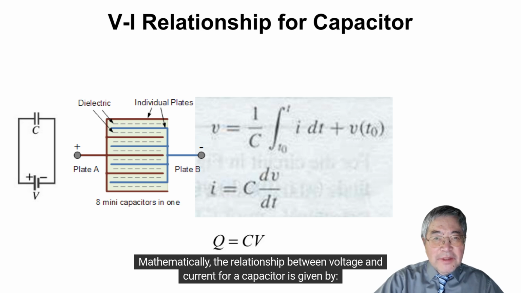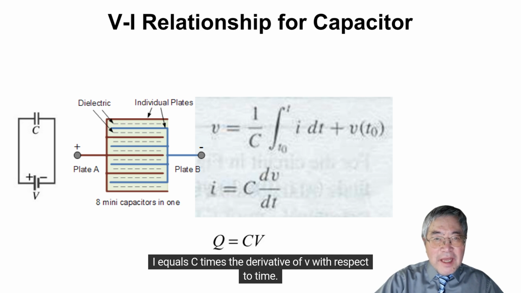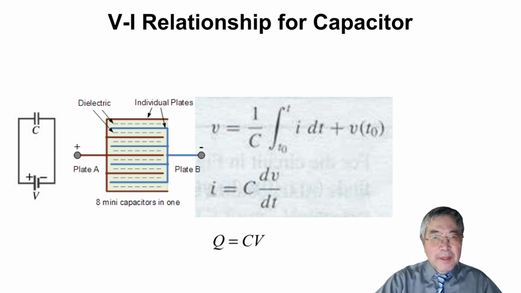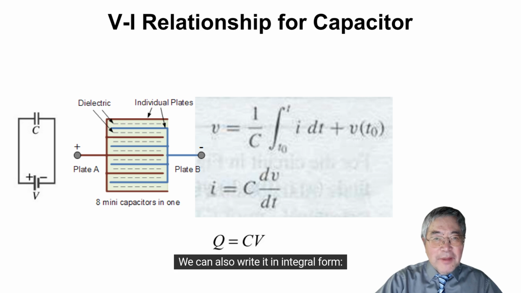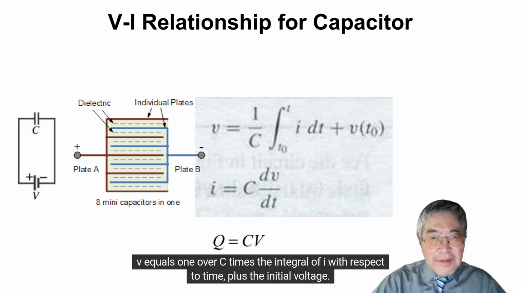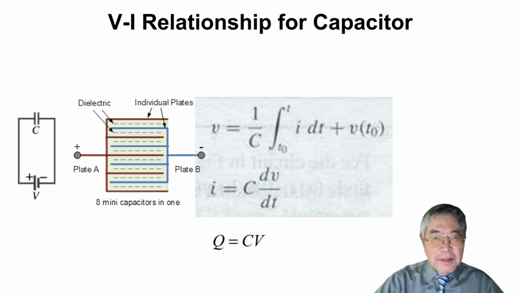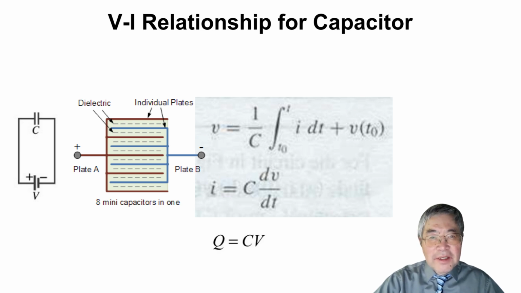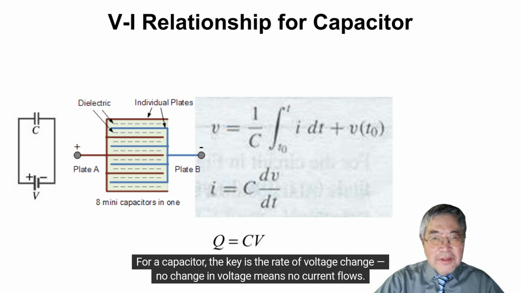Mathematically, the relationship between voltage and current for a capacitor is given by I equals C times the derivative of V with respect to time. In words, the current is proportional to how quickly the voltage changes over time. We can also write it in integral form. V equals 1 over C times the integral of I with respect to time plus the initial voltage. This is different from a resistor, where voltage and current are simply proportional. For a capacitor, the key is the rate of voltage change. No change in voltage means no current flows.